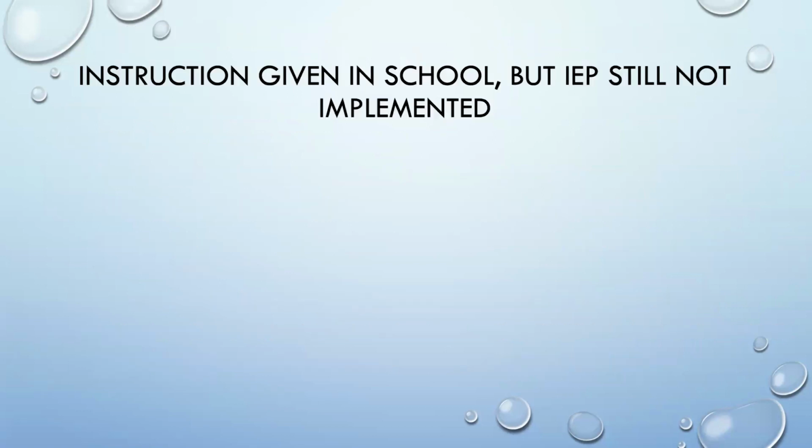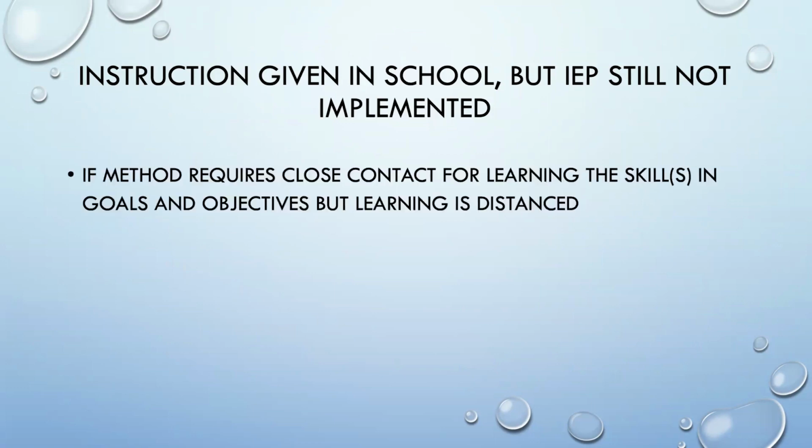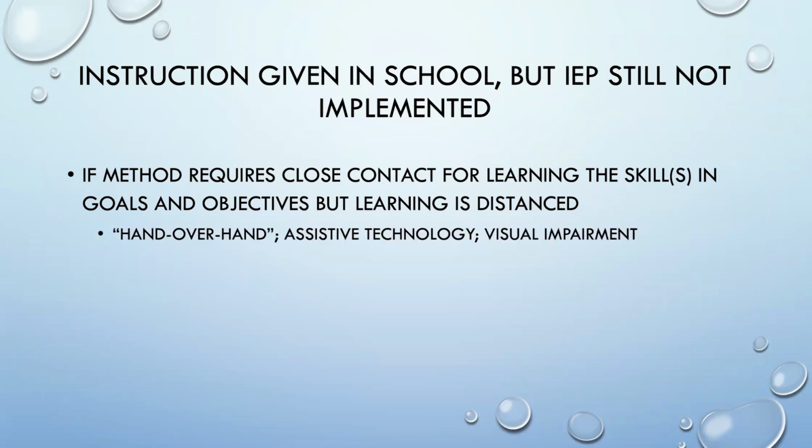We moved to schools, and instruction was being given in schools, but there were lots of instances where the IEP was still not being implemented. And again, that's because we were trying to be distanced. Nobody was at fault. We were all following the safety requirements, but lots of IEP goals require close contact for learning the skill as it's written in the goal and the objective, but the learning had to be distanced. So some examples are where you see hand over hand.